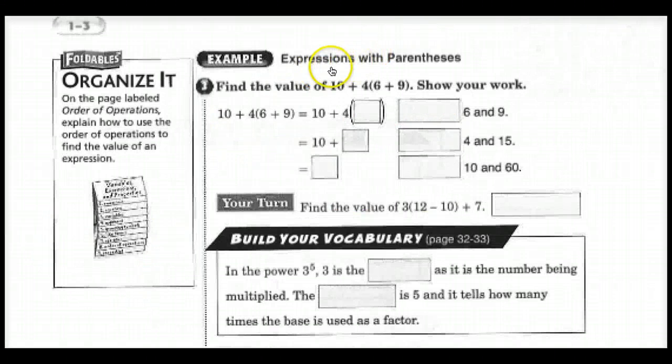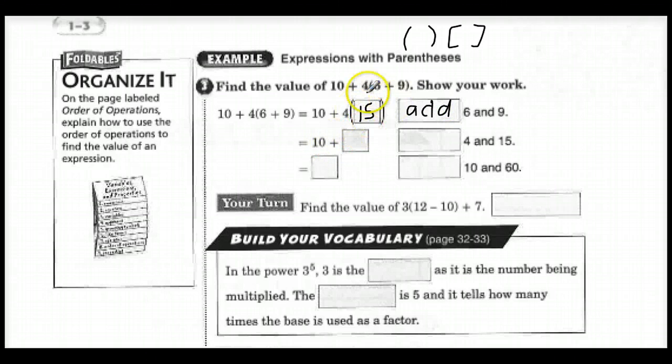Okay, on to example 3. We're doing expressions with parentheses, and we talked about parentheses being those symbols that look like this. They're right here, or they could be just grouping symbols like brackets. It says find the value of 10 plus 4 times (6 plus 9). Show your work. So 10 plus 4 times (6 plus 9) is equal to 10 plus 4 times, and then we do what's in the parentheses first. 6 plus 9 is what? It's 15. And how do we get that? We added 6 and 9.